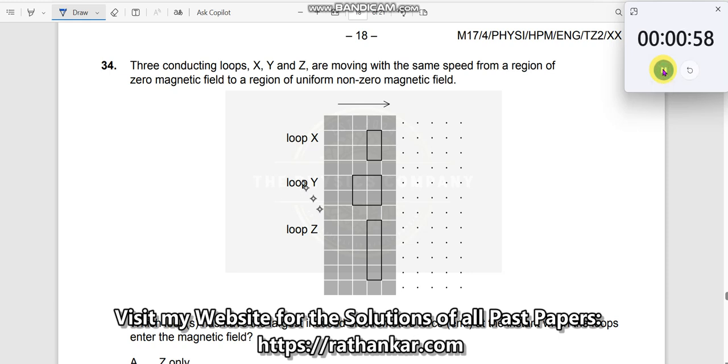Question number 34. Three conducting loops X, Y and Z are moving with the same speed from a region of zero magnetic field to a region of non-zero uniform magnetic field. So what is the difference between X, Y and Z? See, this is having some area.